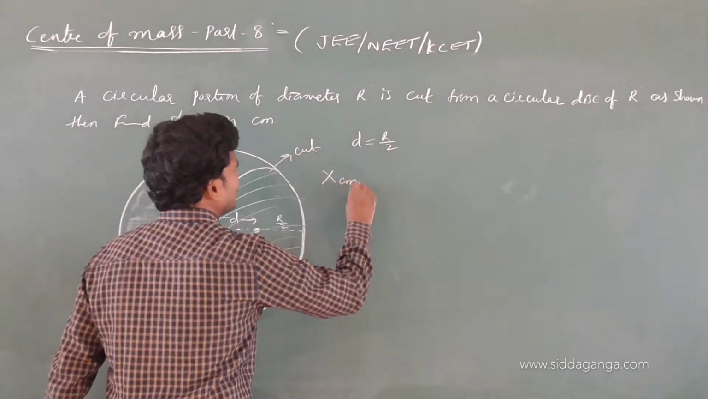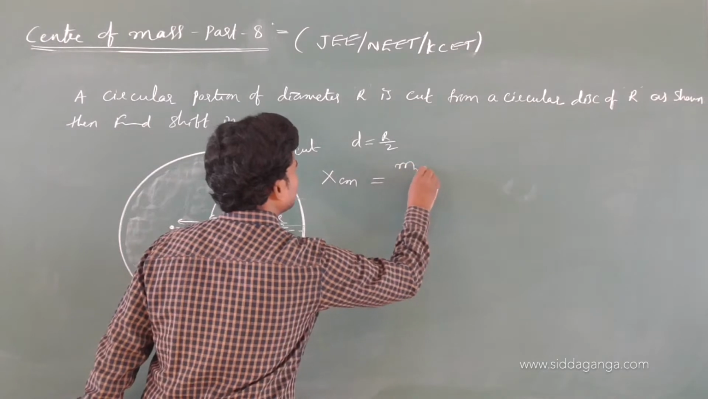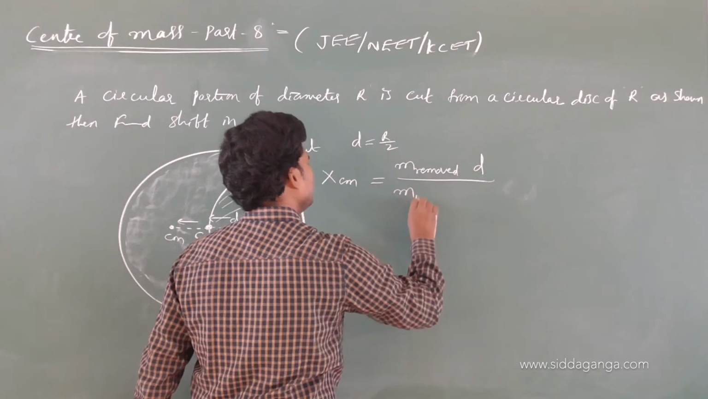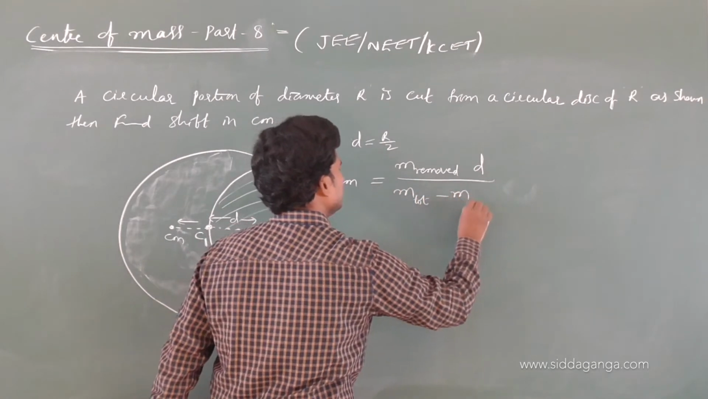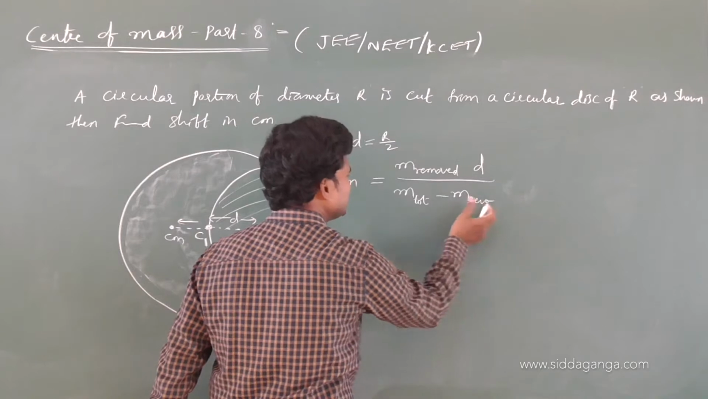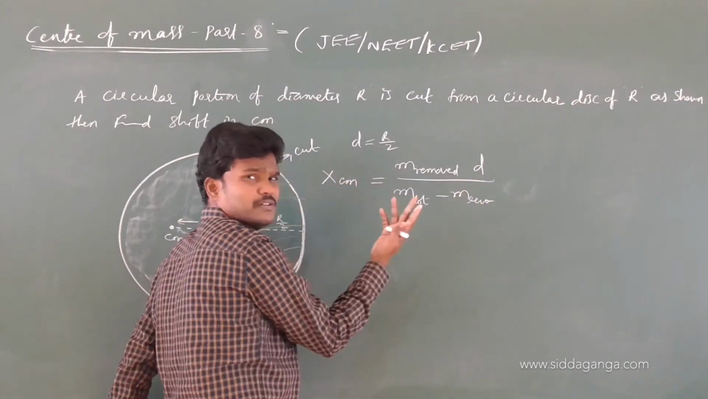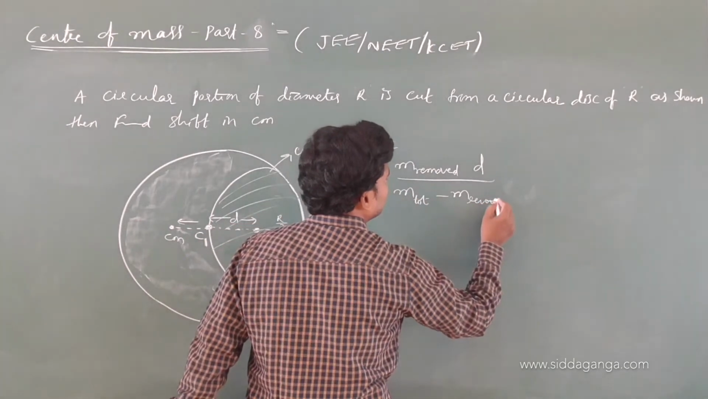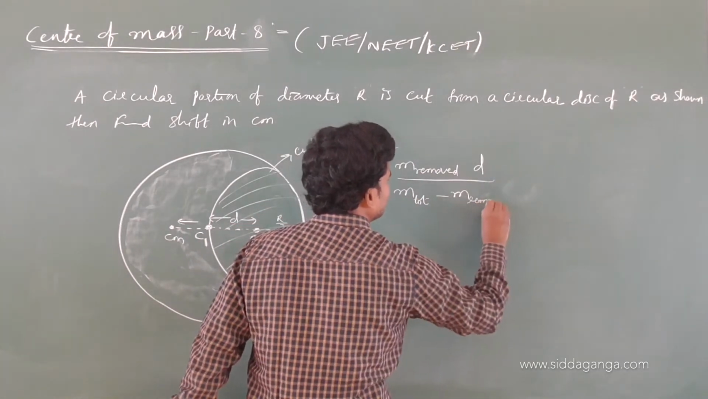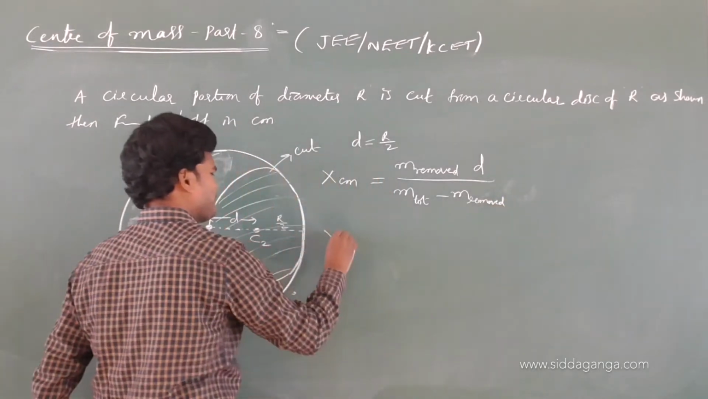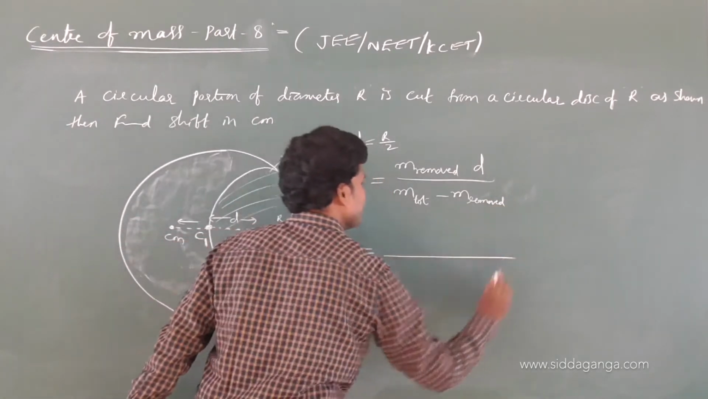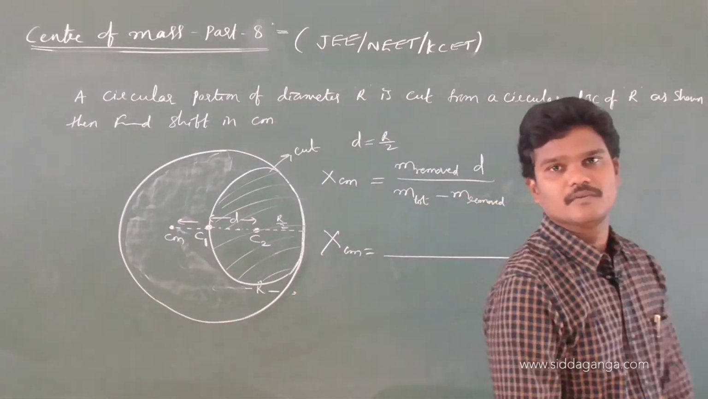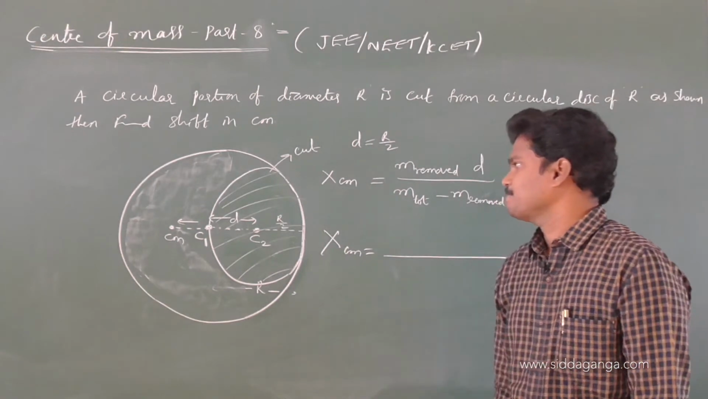I think you remember the formula: mass removed times distance, divided by total mass minus removed mass. Total minus removed is nothing but the remaining mass. Recall the last class topic now, I used this formula already. What is the removed mass?